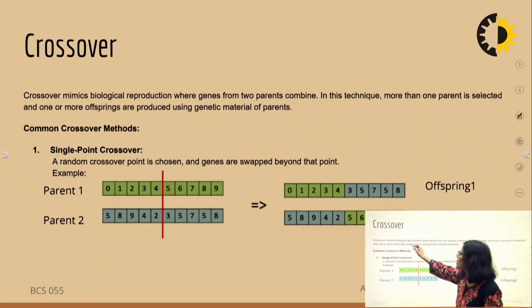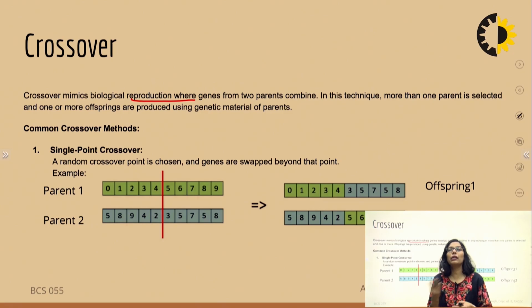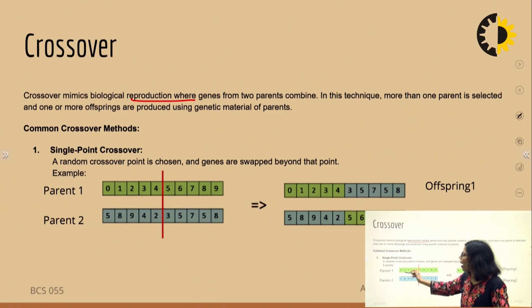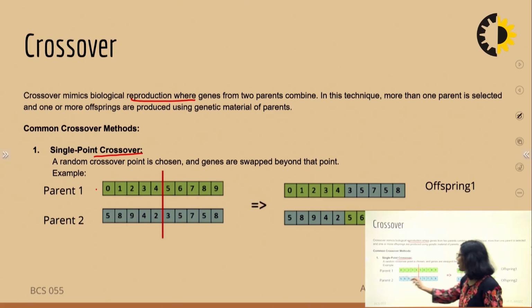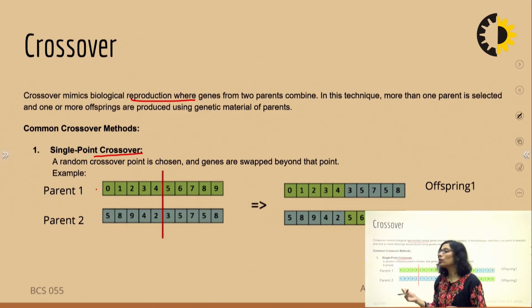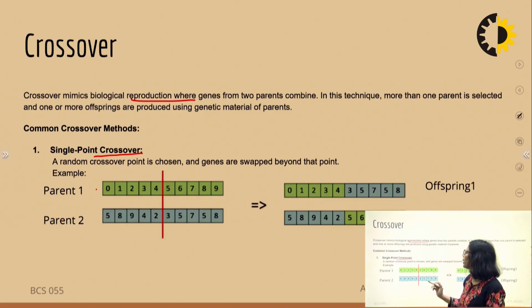Crossover mimics biological reproduction. As we have parents, parents together make the child. In the same way, we have parent 1 and parent 2, and we perform a crossover operation between these two parents. There are various ways by which we can do the crossover. The first is single point crossover. Suppose my parent 1 is represented like this and parent 2 like this, and I have to perform single point crossover. I will choose any random crossover point and exchange them like this.